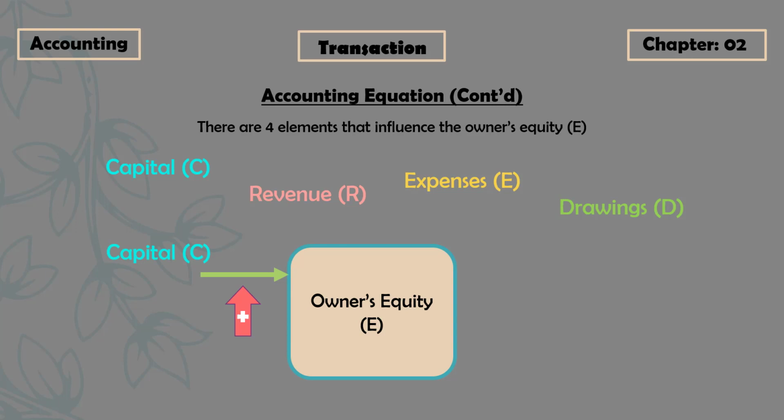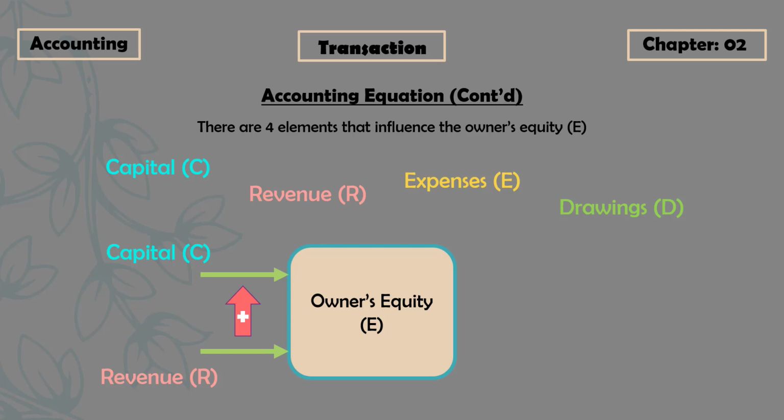noted by plus. Just above the upward arrow, the left-to-right flow indicates inflows to the business. Capital is an inflow to the business and it increases owner's equity. The other element that increases owner's equity is revenue. So there are two elements that increase owner's equity, capital and revenue, which are inflows of cash into the business.